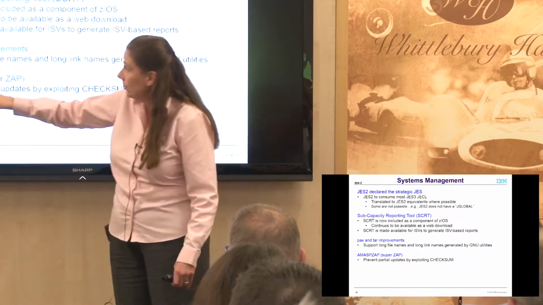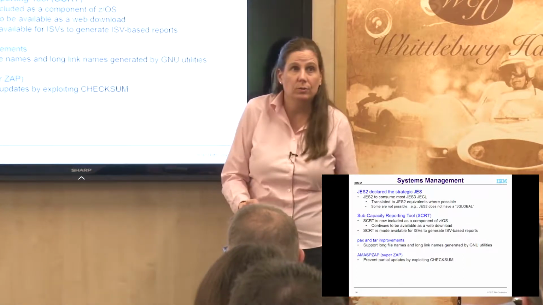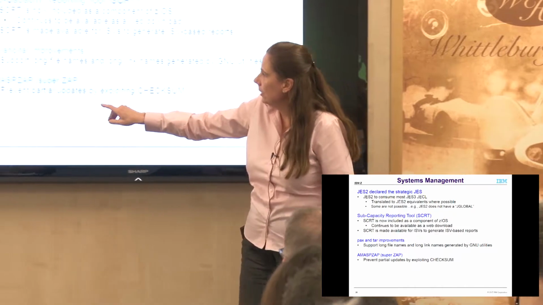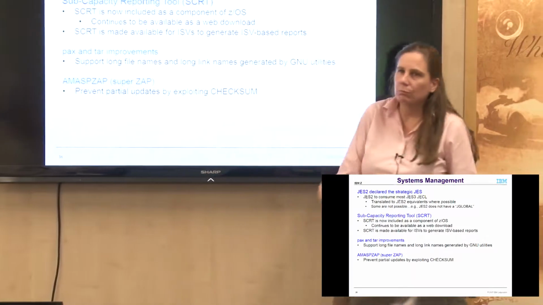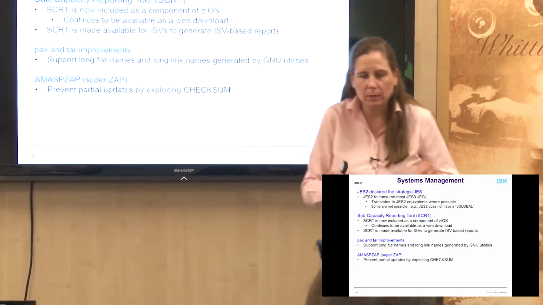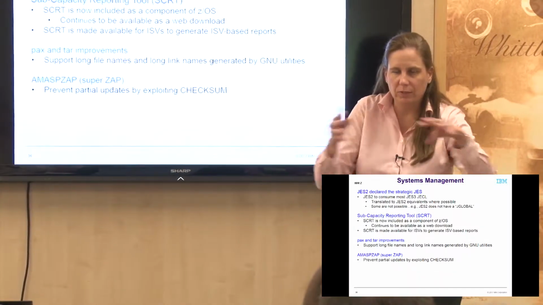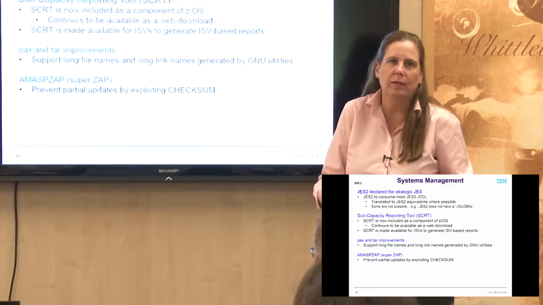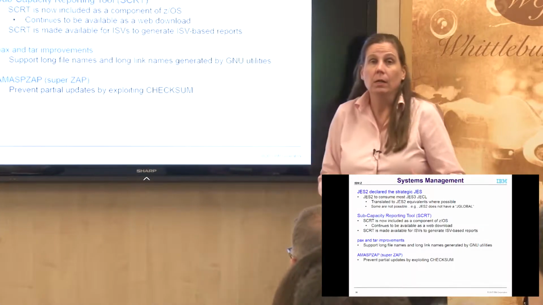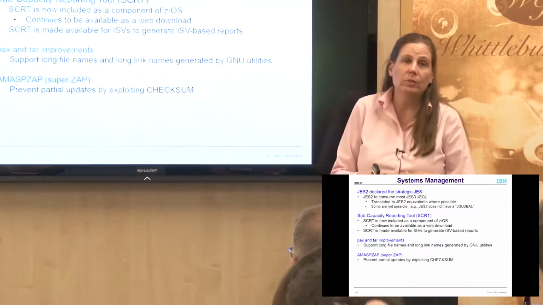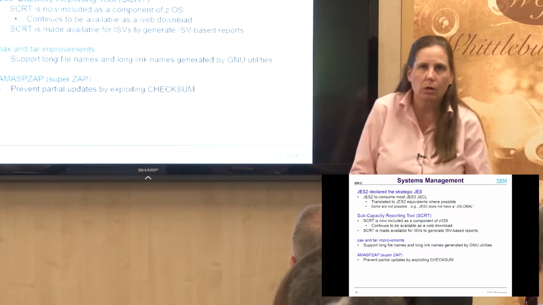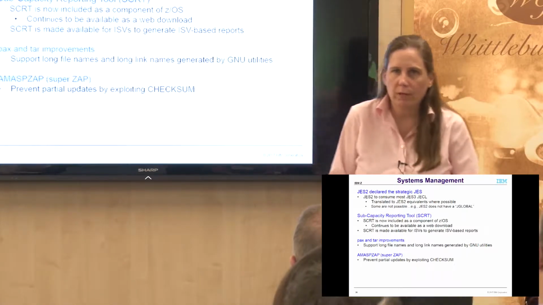Another top user requirement, I don't know how much you guys would care about this, is that in SuperZap we can prevent partial updates. If you were doing a verify and a replicate, and that succeeded fine, and then you do the next verify and replicate and that one failed, you might have had partial updates. What we can do now in SuperZap is say, either all do it or don't do any of it. So do it all or do none. That way it will prevent partial updates.